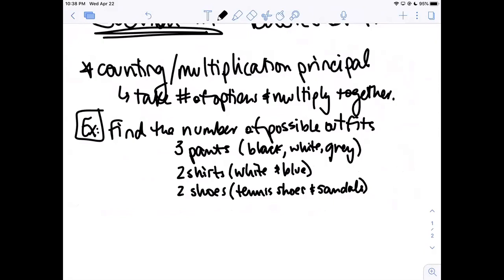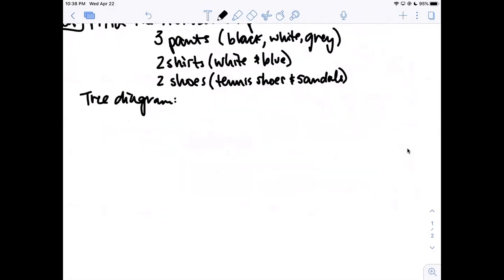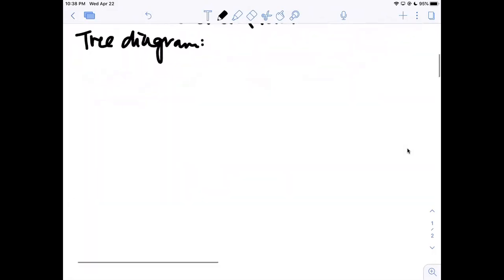Okay, so you have 3 pairs of pants, 2 shirts, and 2 pairs of shoes, and so we're going to figure out how many outfits we can make. The method that we use to solve this is called a tree diagram. So we're going to make a tree diagram to show how many options we have. We're going to start by making a list of the pairs of pants. I'm going to zoom in a little bit. So we have 3 pairs of pants: black pants, white pants, and gray pants.